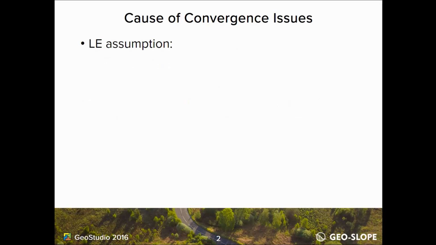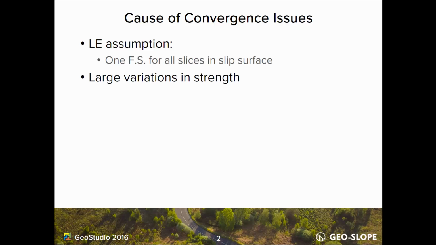The limit equilibrium method of slices assumes that the factor of safety is the same along the entire slip surface. This means that the strength of each slice is reduced by the same factor to bring the system into a state of limiting equilibrium. Therefore, large variations in strength along a slip surface will cause convergence issues. In these scenarios, there is no lambda value causing the moment and force factors of safety to be equivalent.